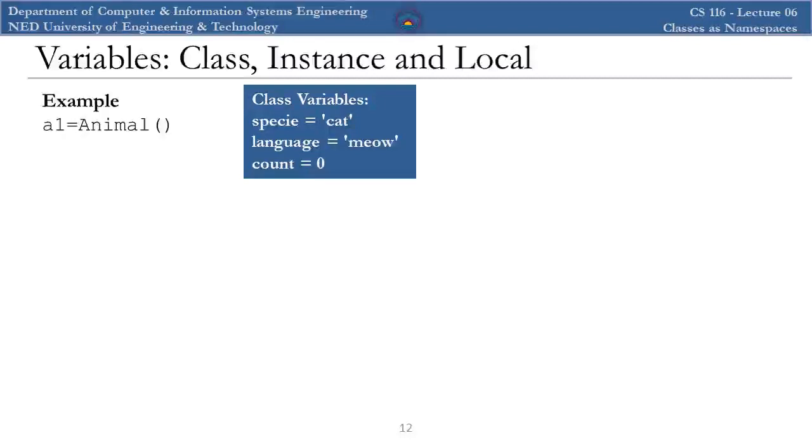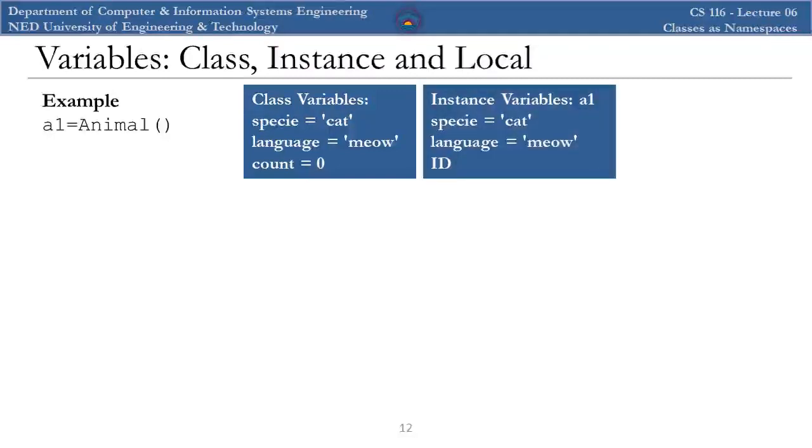a1 is equal to Animal. It will instantiate a new object a1, so that means it creates a new namespace. Now this instance variables namespace will contain the variables species and language, initialized to cat and mu, but id has not been initialized yet, so it does not contain anything yet. Actually, we cannot access it unless we call that function assign id. We know this problem exists. We discussed it in previous slides.